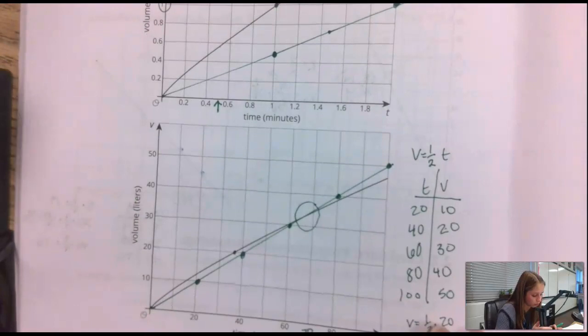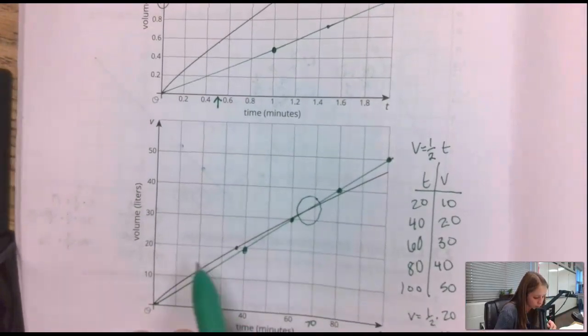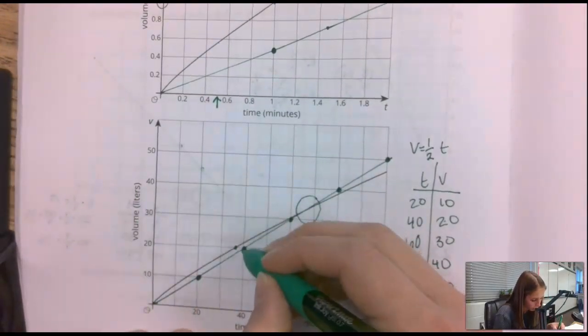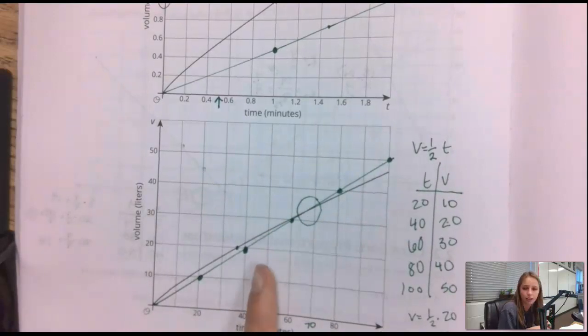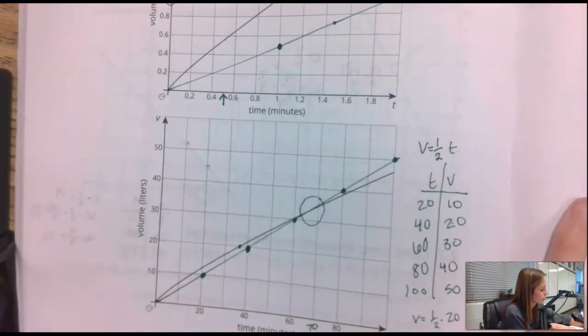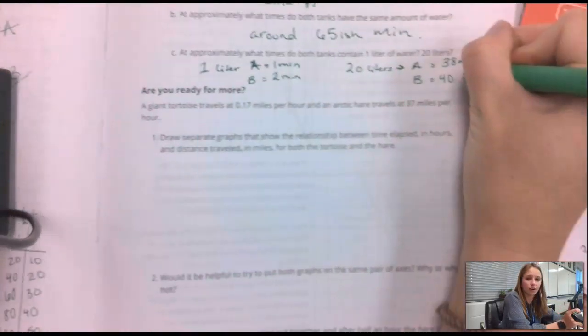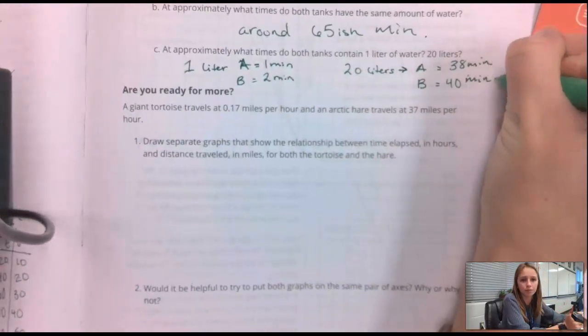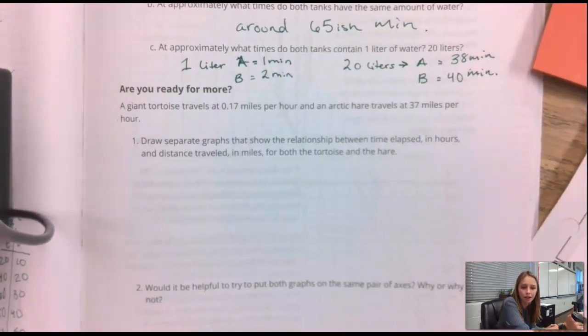Okay, so let's look for B. Well, it looks like it intersects right there on the dot at 40 minutes. So, we're over here, we're going to write 40 minutes. Alright, and that is that.